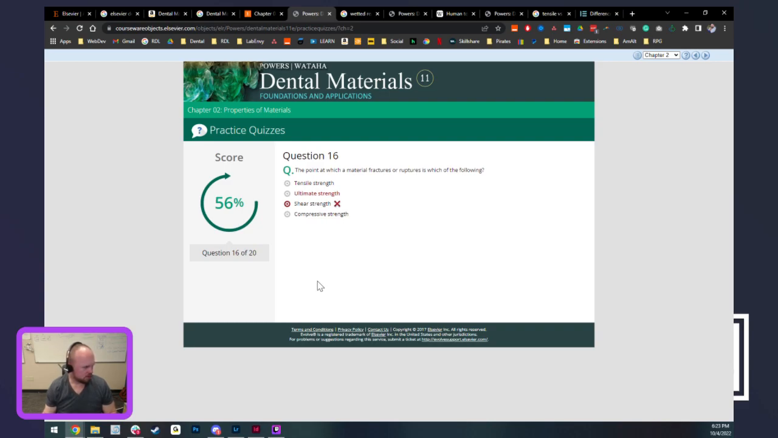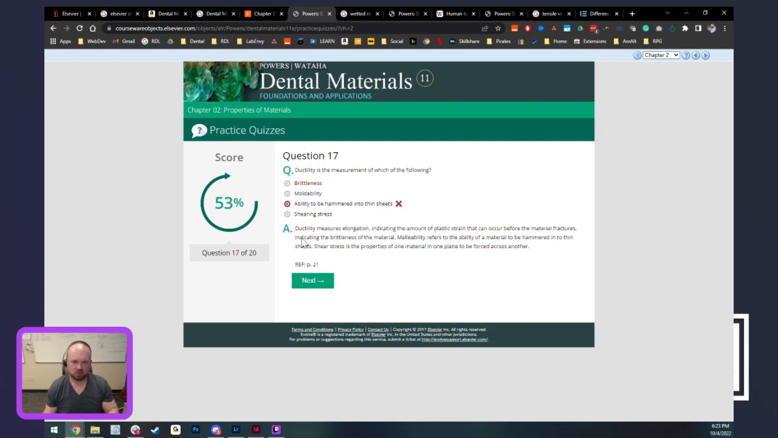Ductility is the measurement of which of the following? Brittleness, moldability, ability to be hammered into thin sheets, and shearing stress. I believe that's the ability to be hammered into thin sheets. That was wrong. Brittleness. Ductility is a measurement of brittleness. So when do metals become brittle? Well, depending on the metal, it can be when they're very cold. We all know Terminator 2000, so we've seen it.